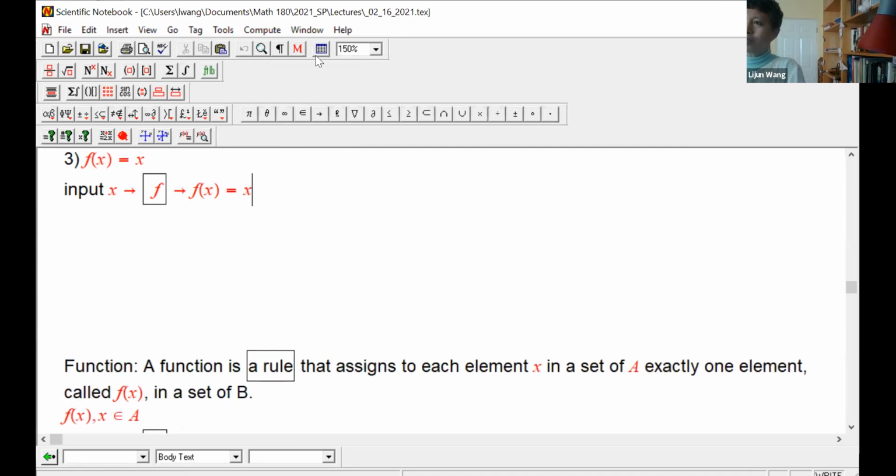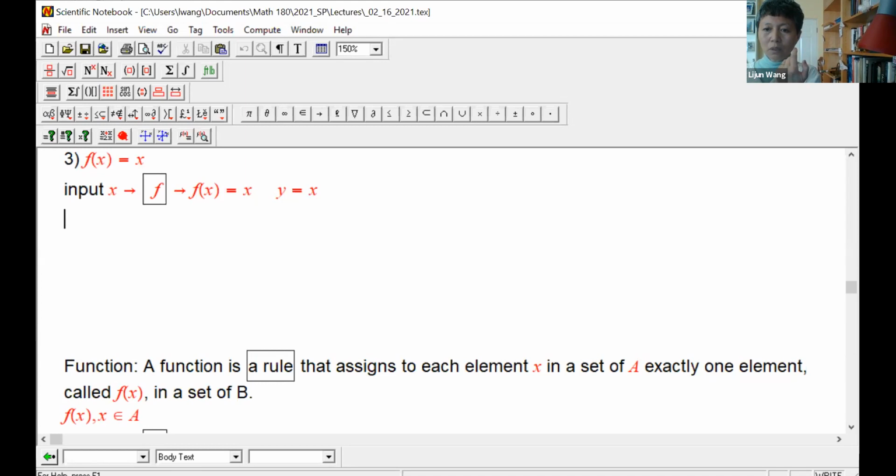This is the function you have learned before: y equals x, right? What does it mean? It means whatever input you give me, I'm going to just push out the same number. Everybody should know how to graph this one. I'm going to leave it for you. You're going to graph this one and decide whether it's a one-to-one function. That's today's homework.